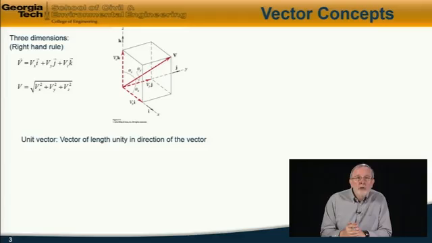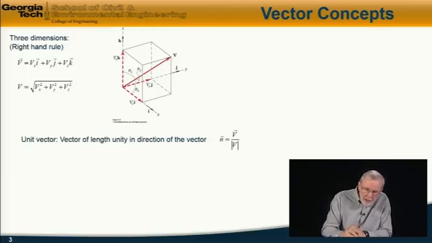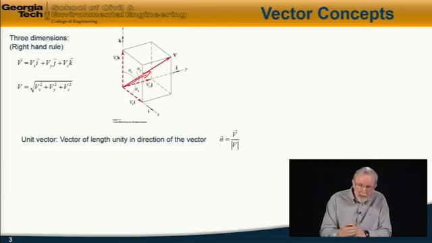Another useful construct is the unit vector. A unit vector is a vector of length unity, or 1, which lies in the direction of the original vector. So in this case, for example, if we have a vector v, the unit vector along this axis here, denoted by n, is equal to the vector divided by the magnitude of the vector. In other words, it has a length of 1. So this is convenient because we can also write our original vector in this form, that the vector is equal to the magnitude multiplied by its unit vector.